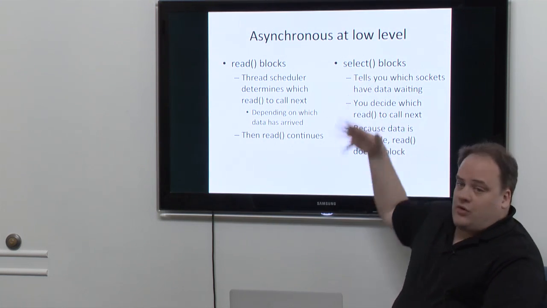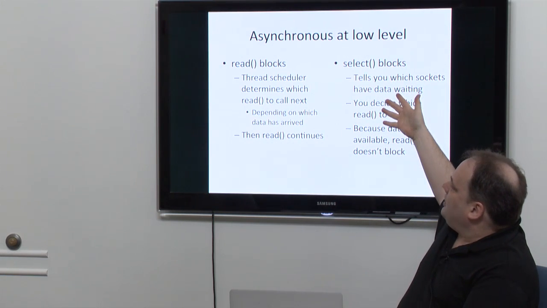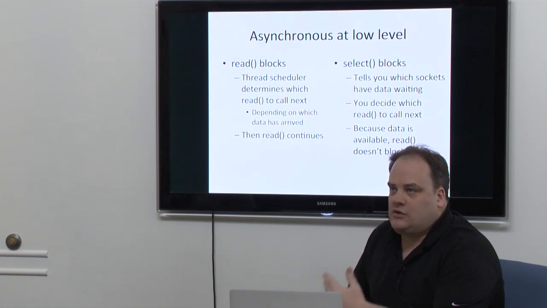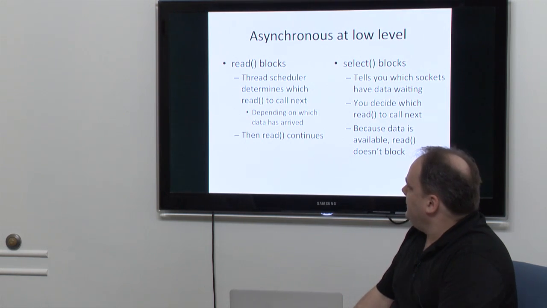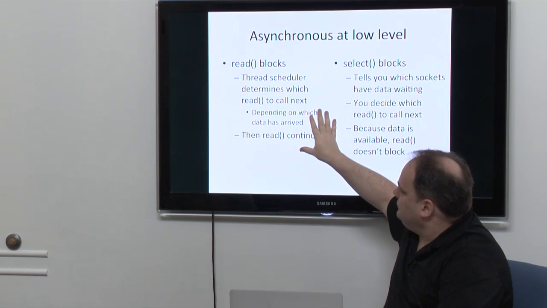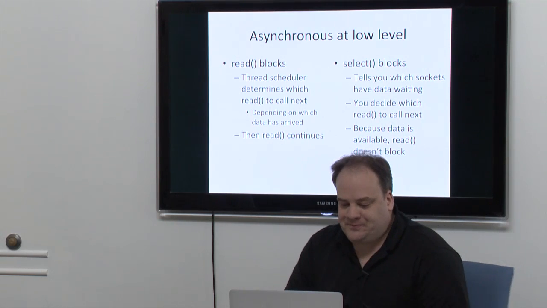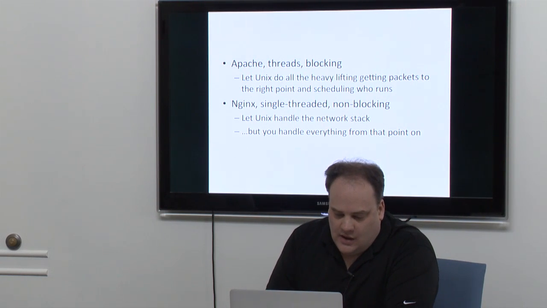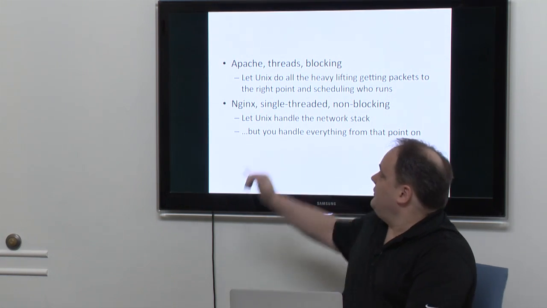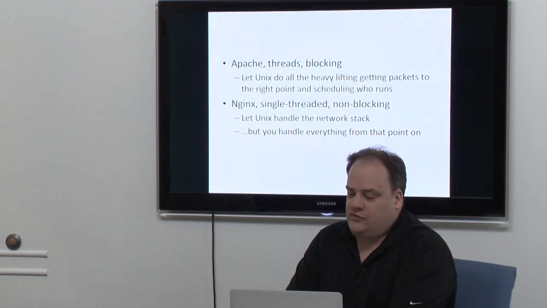Using select or the more scalable epoll, you do the scheduling yourself. You worry about when a packet or a socket arrives, what code do I need to call to process that socket? The idea from a low level is that instead of letting the kernel do all your scheduling for you, you're doing a bit more of the scheduling yourself. So Apache uses blocking threads, while Nginx is single-threaded and non-blocking. Nginx does this with a single thread or one thread per core, and it worries about all the scheduling itself.